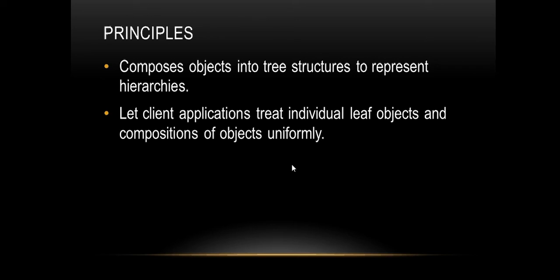It also lets client applications treat individual leaf objects and compositions of objects uniformly, which means client applications do not need to know which is my leaf node, my individual dress item, or which is my dress category. There should be a common method invocation to list all these dress categories and dress items. So we are going to see how we implement this via code.